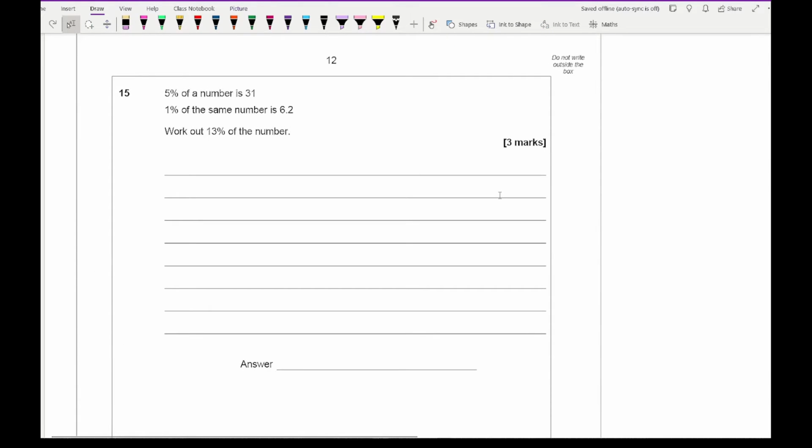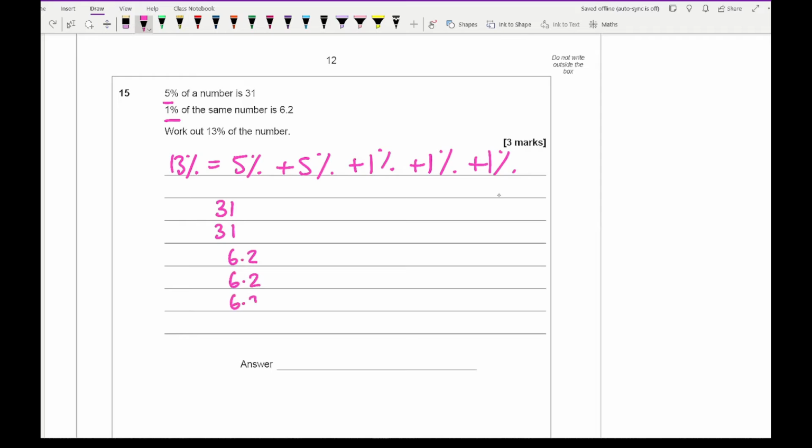Then with question 15, it says that 5% of a number is 31, 1% of the same number is 6.2, work out 13%. Now for this, what you want to do is recognize that 13% using these percentages is 5% plus 5% plus 1% plus 1% plus 1%. So to work out 13%, if I do 31 plus 31 plus 6.2 plus 6.2 and plus 6.2, notice how I've done all those numbers in nice neat columns. I then just need to add them all up.